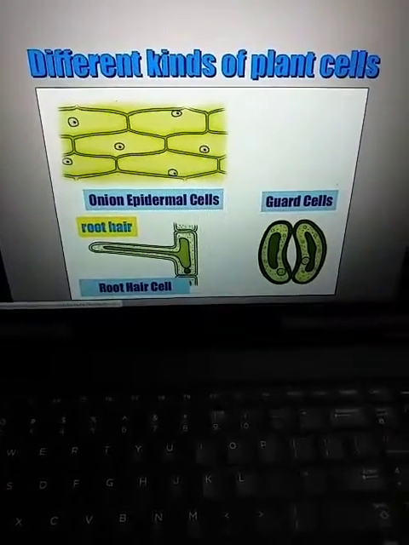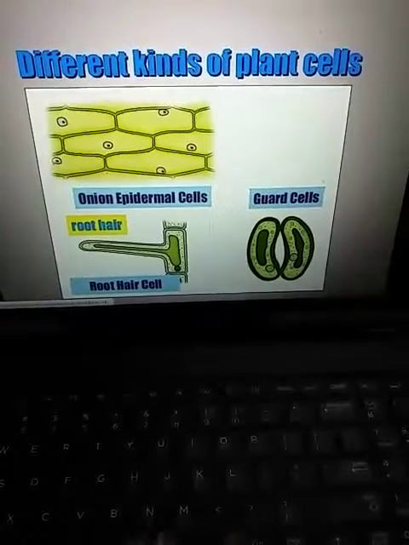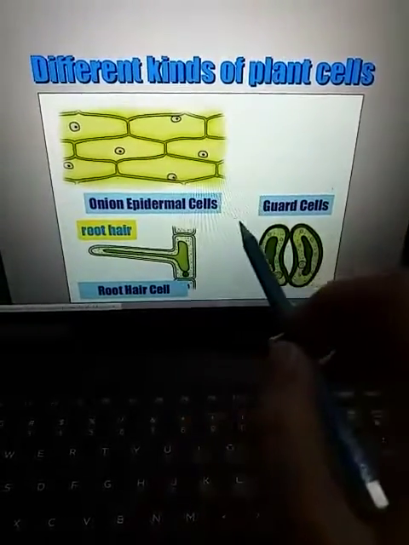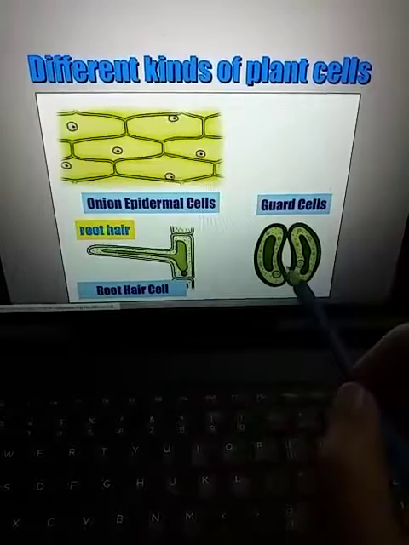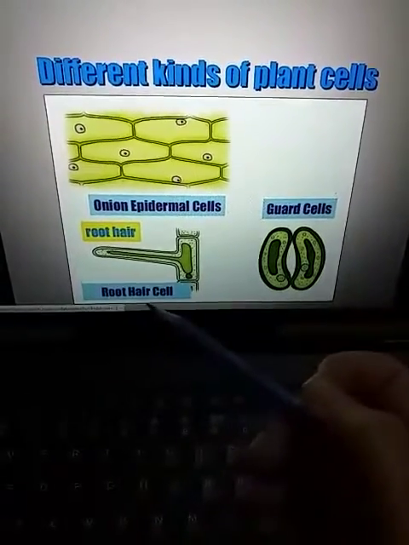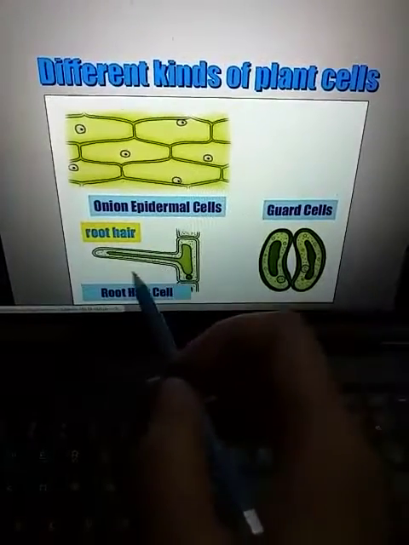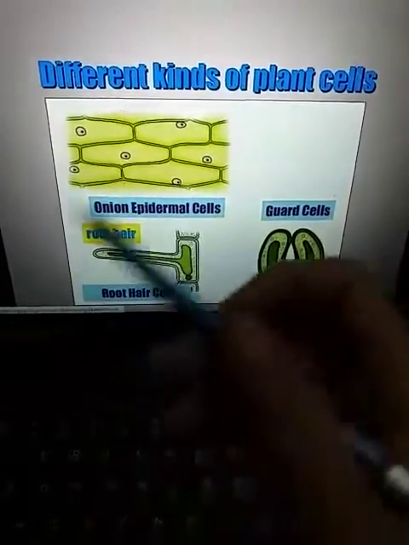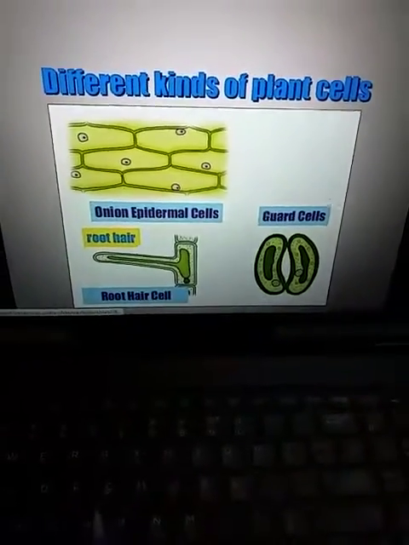So here you can watch the different types of plant cells. This is the onion epidermal cells. These are the guard cells of the stomata. These are the root hair cells, and these are used for the absorption of the water. This is the onion epidermis, the outermost boundary, and these are the guard cells.